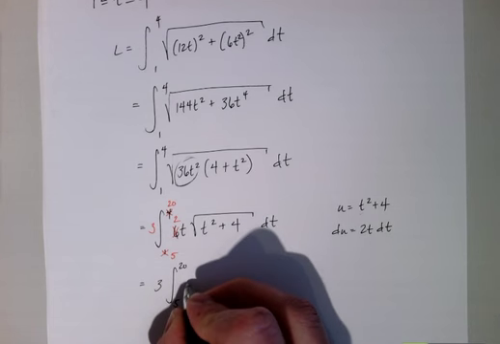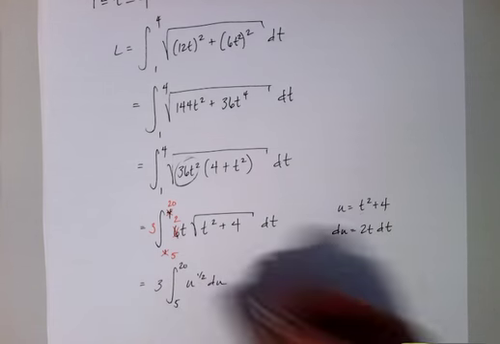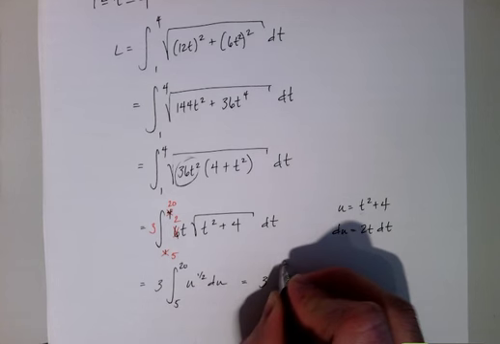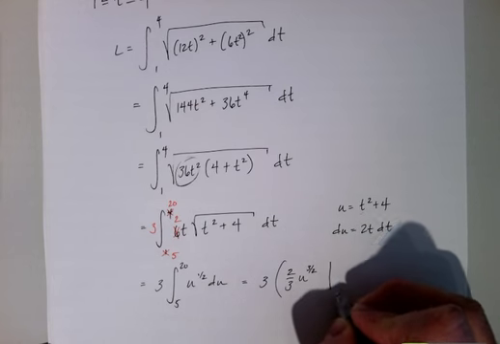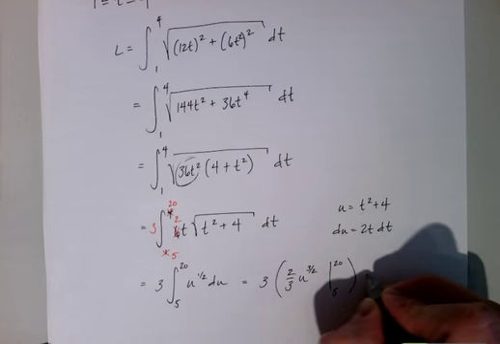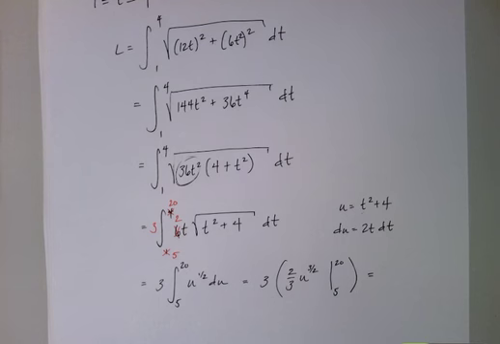You get u to the 1/2 du, which becomes 2/3 u to the 3/2 from 5 to 20, and of course that's going to be some sort of irrational number based upon the fact that you're going to be taking the square root of 5. But from here you ought to be able to move forward. Okay, let's at least set up one more of these so that we're good on arc length before we move on.